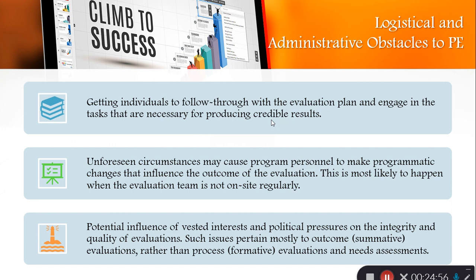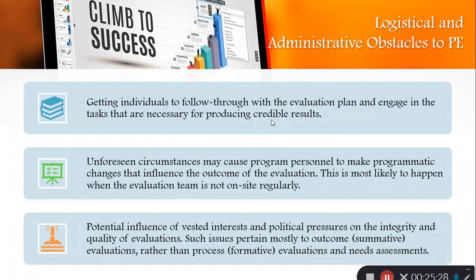And then in terms of logistical and administrative obstacles to program evaluation, again, there are many obstacles to conducting this kind of research in an agency context that you should be aware of. One has to do with getting individuals to follow through with the evaluation plan and engage in tasks that are necessary for producing credible results. I like to refer to program evaluation as a team effort. It's really something that cannot be pulled off unless all parties involved are on board.